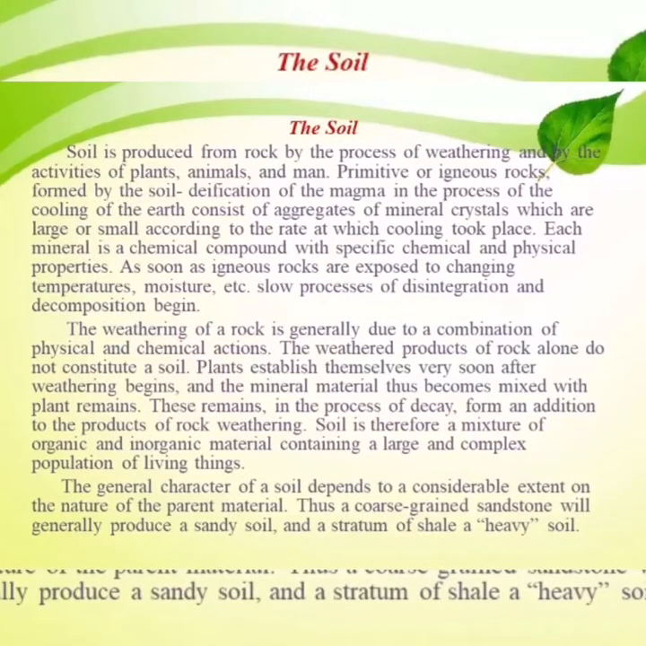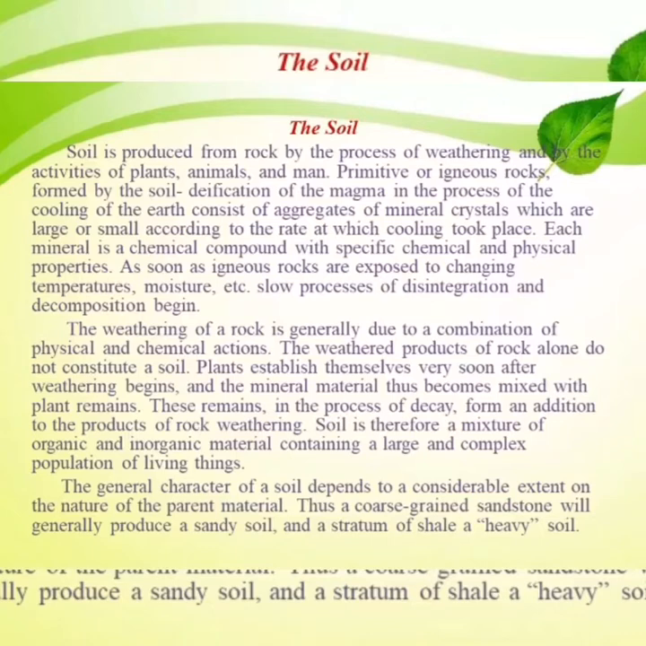soil. Soil is produced from rock by the process of weathering and by the activities of plants, animals, and man. Primitive or igneous rocks formed by the solidification of the magma in the process of the cooling of the earth consist of aggregates of mineral crystals which are large or small according to the rate at which cooling took place. Each mineral is a chemical compound with specific chemical and physical properties. As soon as igneous rocks are exposed to changing temperatures, moisture, etc., slow process of disintegration and decomposition begin.